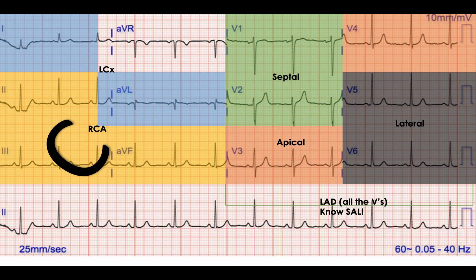So hopefully that helps you. If you can remember all the V's are the LAD, that helped me a lot, and you can just divide it into 2's for SAL. Yeah, hopefully this helps you guys.